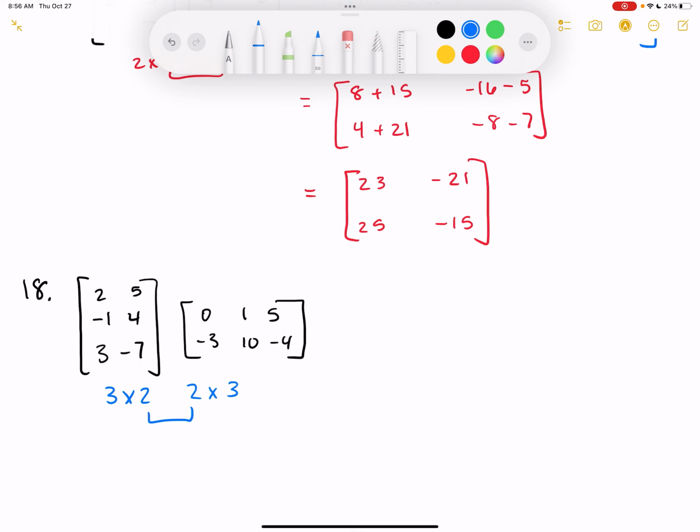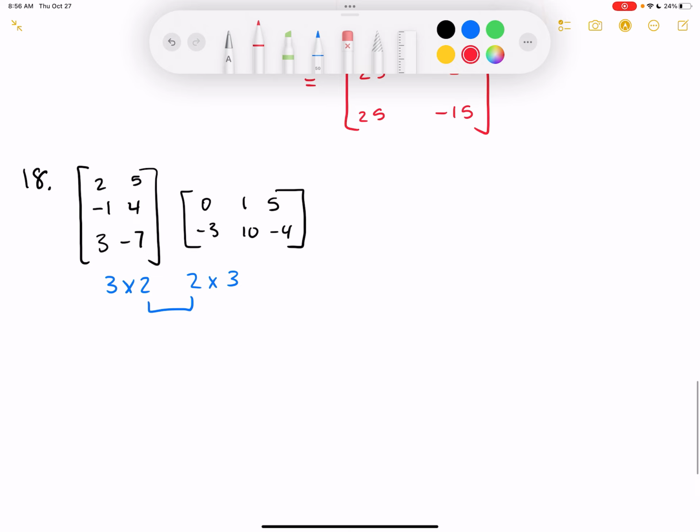Well, good. All right, so what is my result going to be? 3 by 3. I'm just going to go ahead and make this really big. All right, so first row, first column. So I've got 2 times 0 plus 5 times -3.